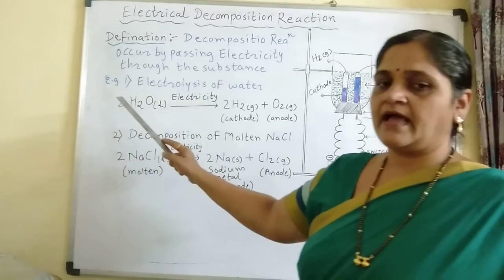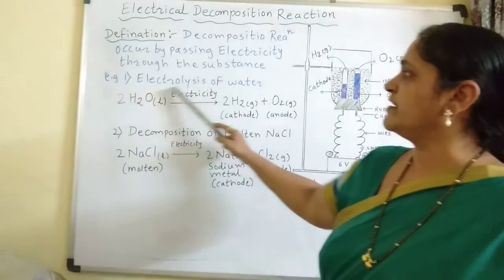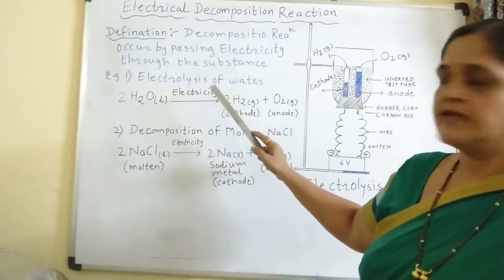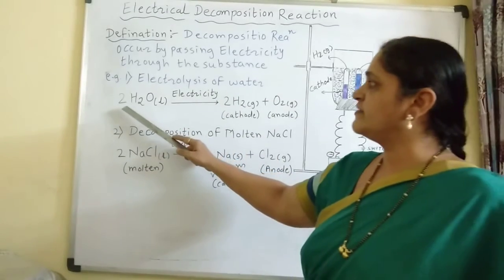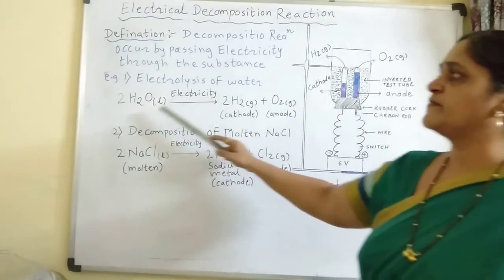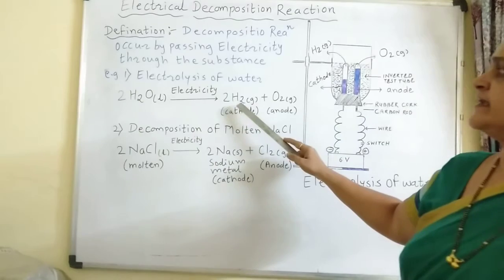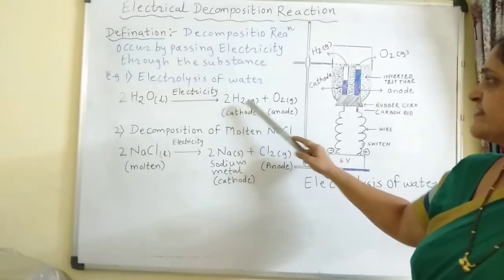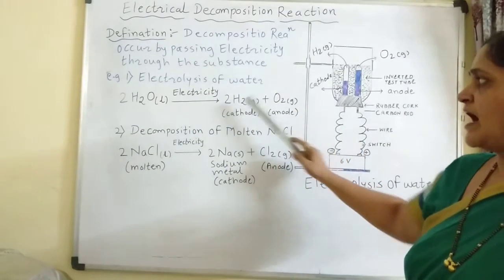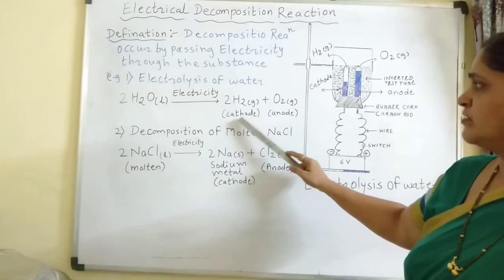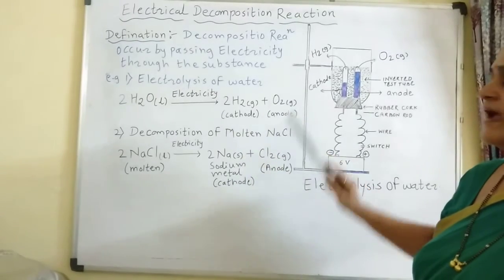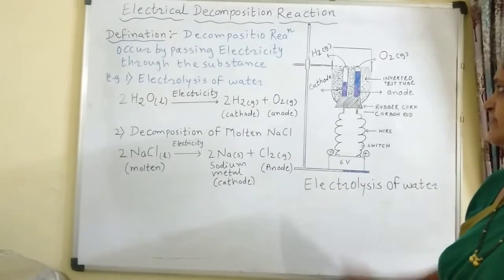Here I am going to consider the example of electrolysis of water. In electrolysis of water, we find that when electricity is passed through liquid water, it gets decomposed into hydrogen gas and oxygen gas. Hydrogen gas gets evolved at the cathode and oxygen gas gets evolved at the anode. Now let us see the figure.